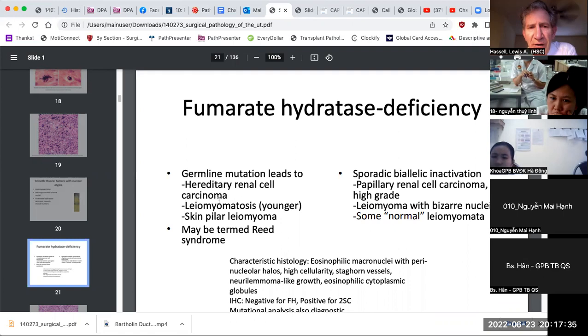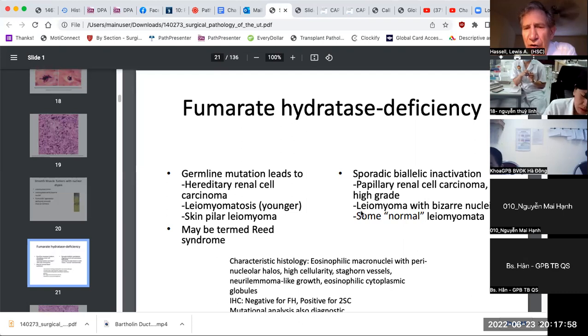One of the conditions is renal cell carcinoma that can be associated with that, especially the germline mutation, some skin tumors and so forth. And the sporadic version is more prone to papillary renal cell carcinoma, particularly the high-grade version.